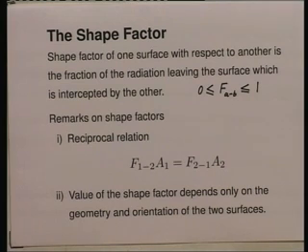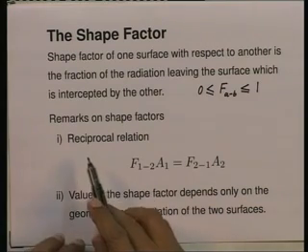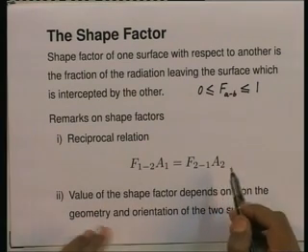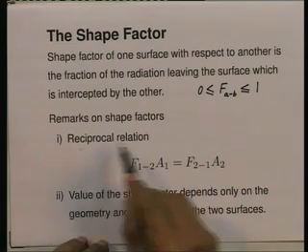Now, let us make some remarks on shape factors. The first remark, which I have made earlier and am repeating, is that between the shape factors of two surfaces 1 and 2, the shape factor of 1 with respect to 2 is called f 1 to 2, and the shape factor of 2 with respect to 1 is called f 2 to 1. Between these two shape factors, by definition, we have the relationship f 1 to 2 A 1 is equal to f 2 to 1 A 2. This is called the reciprocal relation.